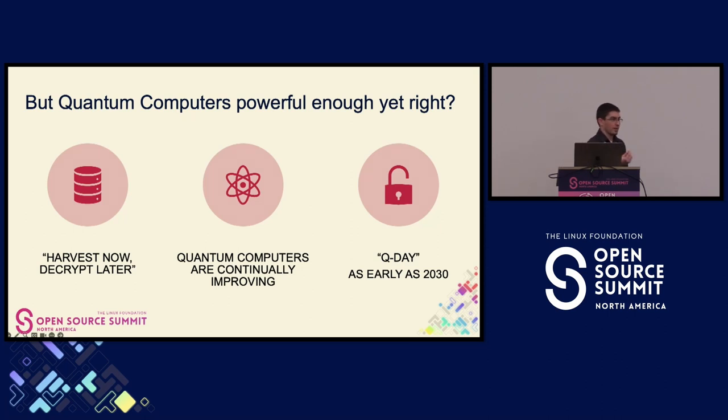So we've started referring to this day that quantum computers catch up and can start breaking this as Q day. And some estimates say Q day can be in 5-6 years. Could be 15 years, could be 30 years. We don't really know yet. It's still early, but the quantum computers are getting much better very fast.